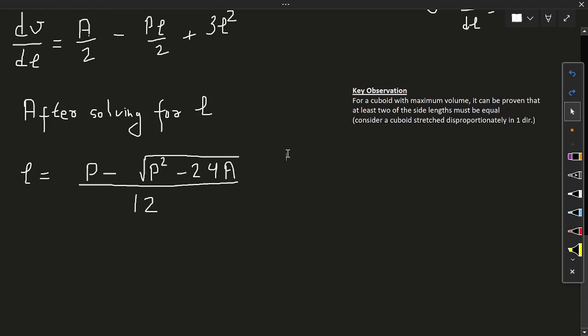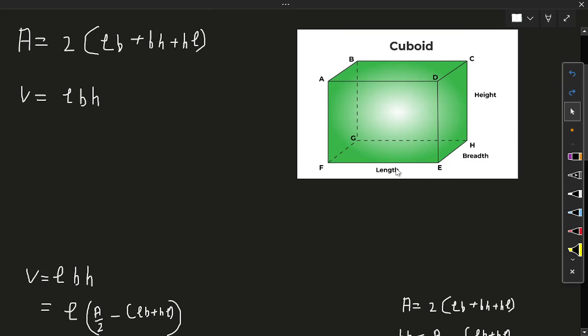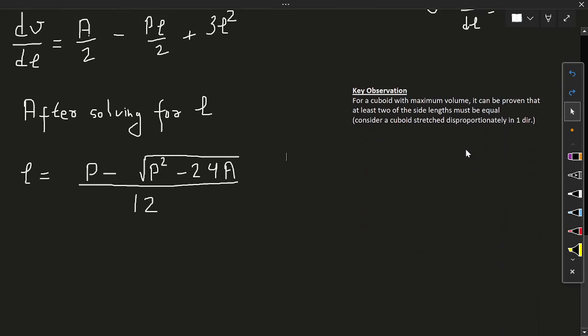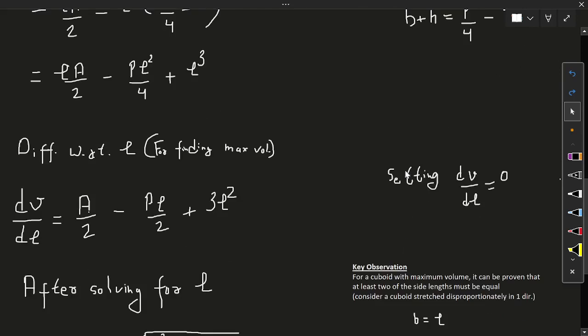One key observation is that for a cuboid with maximum volume it can be proven that at least two of the sides must be equal. So here is the graph. L, B or H, two of the sides must be equal for a maximum volume. This is the key point. So I set B equal to L. So this B is equal to L.